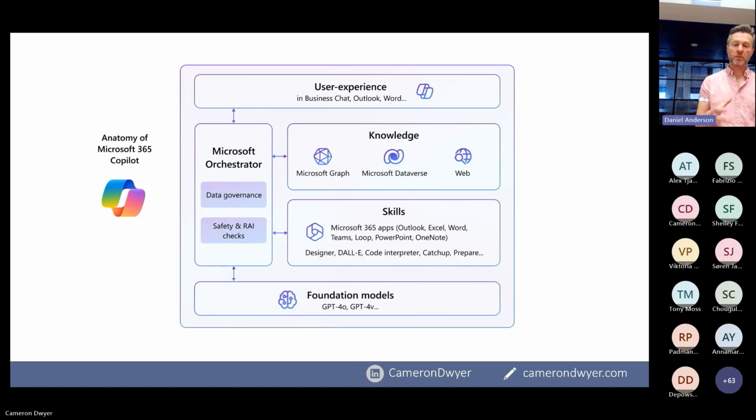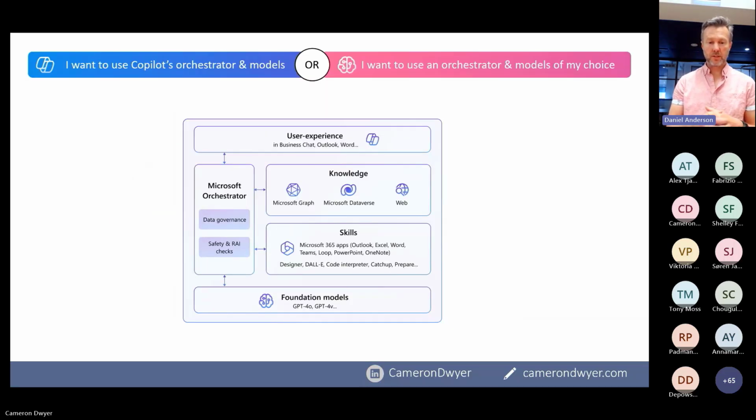And what Microsoft has built as part of that orchestrator is built-in data governance. So anything you've put in place inside of Microsoft 365 as far as user security goes, Purview, governance, security, labeling, the Microsoft Orchestrator will adhere to all of that when it responds to users through those prompts. So you've got that built in, and Microsoft has also built in safety and responsible AI guardrails in that orchestrator as well. So at a very high level, that's what Copilot is all about.